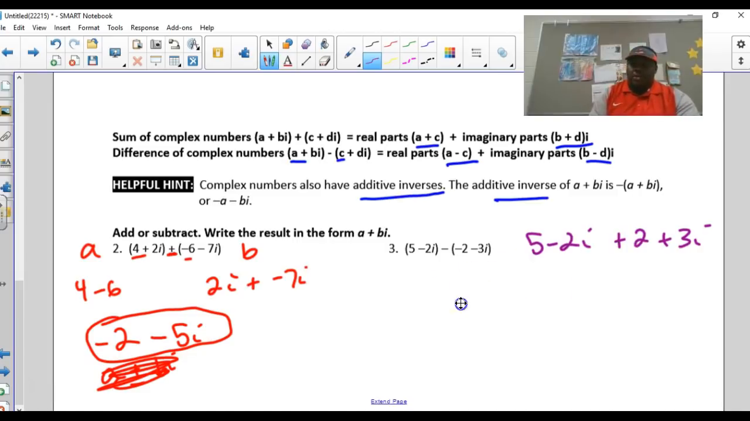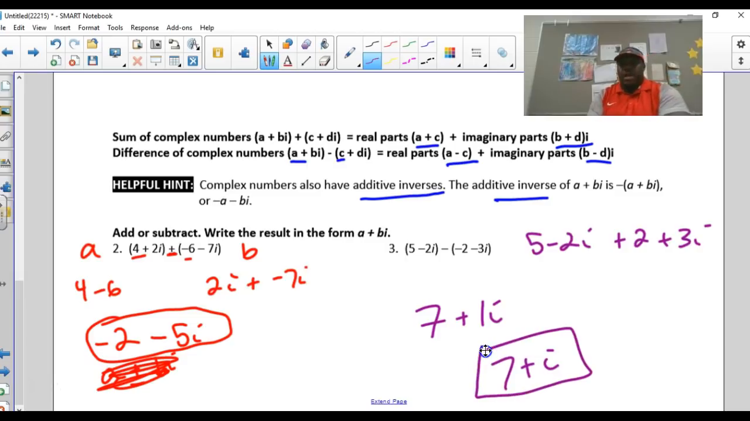All right, so 5 plus 2, 7. Negative 2i plus 3i is 1i. All right, so you can put positive 1i, or you can simplify it, go 7 plus i. All right, 7 plus i. So that's how you add and subtract complex numbers, guys.